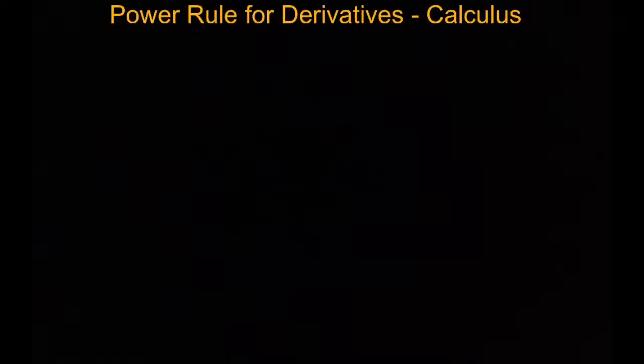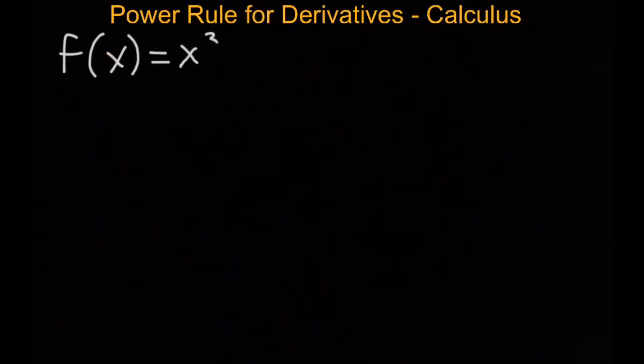In this video, I'll be going over how to use the power rule for derivatives. So let's start off with a question. Let's say we're given f of x equals x to the power of 3. How do we differentiate something like this?